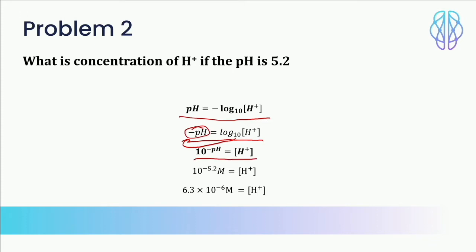So 10 to the power of negative the pH equals the concentration of H+. If you want to memorize that, if you want to understand it, it's fine by me. Just make sure you know it. So if the pH is 5.2, we just put that into our new equation, and we get this result here. So 10 to the power of minus 5.2 equals the concentration of H+. Put that into your calculator, round to the correct number of significant figures, and you get this value here.